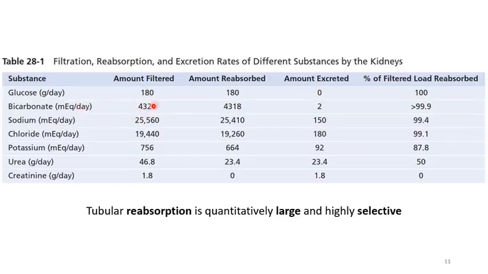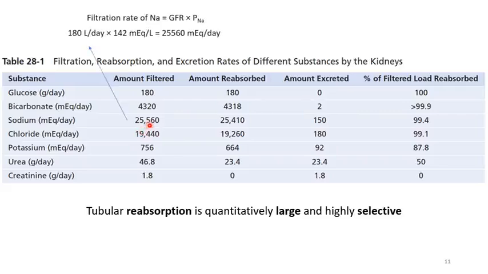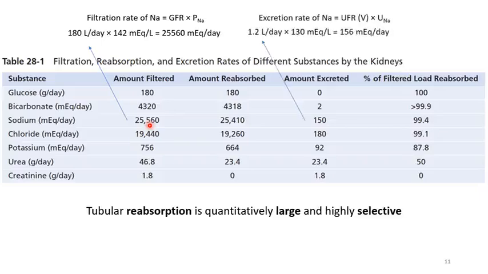For bicarbonate, it is near 100%, but just a little amount of bicarbonate is excreted. So more than 99.9% of the filtered load of bicarbonate is reabsorbed. For sodium and chloride, it is more than 99% of the filtered load. You can find it by subtracting the excretion rate from the filtration rate. It shows the amount that is reabsorbed, more than 99%.